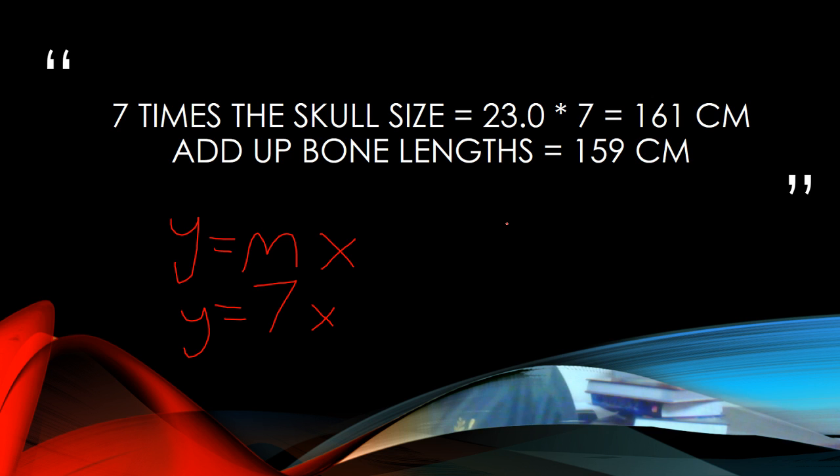Now, one of the characteristics of a linear model like this, y = mx, is that it passes through the origin. What does that mean? That means that no matter what, it always goes through the point (0, 0), which is what we would expect for this kind of thing, because if your skull is 0, your body is 0. If you've got a small skull, you'll have a small body. As your skull gets bigger, your body probably gets bigger also. So these two models, adding up the bone lengths and 7 times the skull size, both put us in the same place.